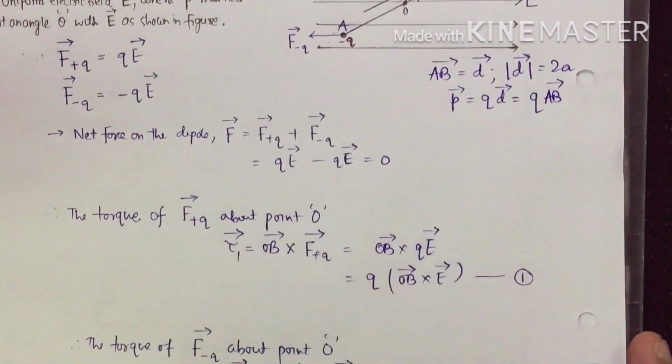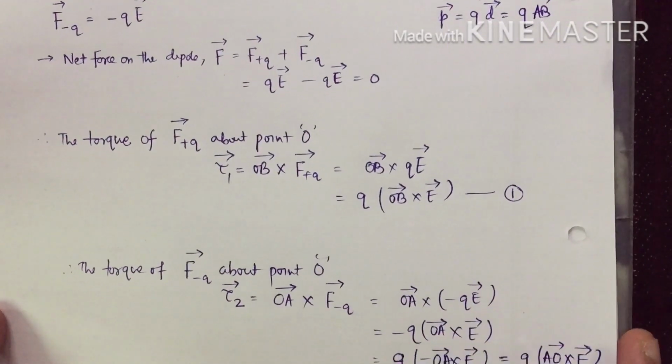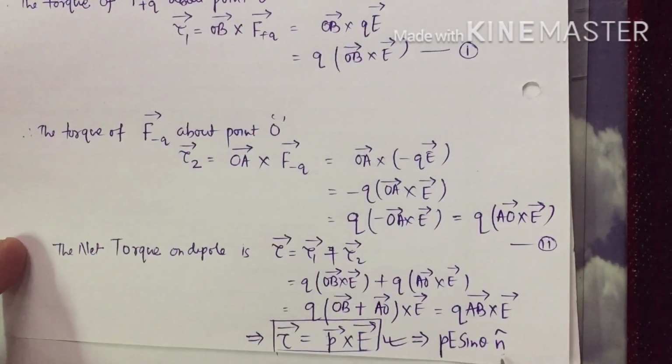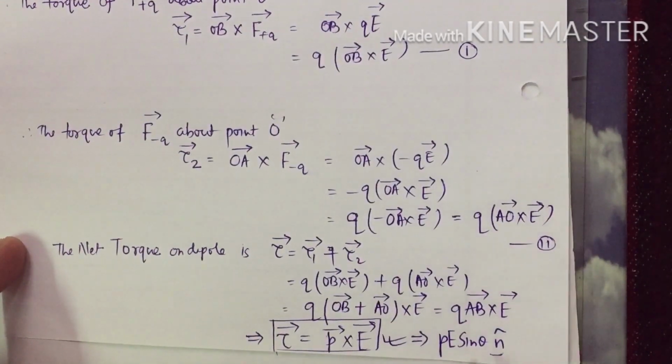So this is all about the dipole when it is placed in a uniform electric field. Remember this expression, PE sin theta n cap. N cap is the direction of this torque.